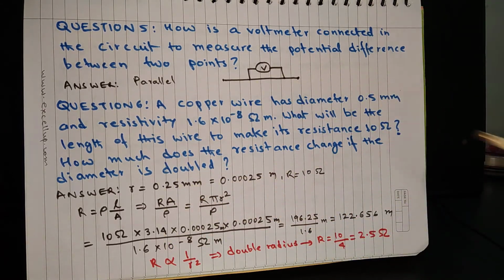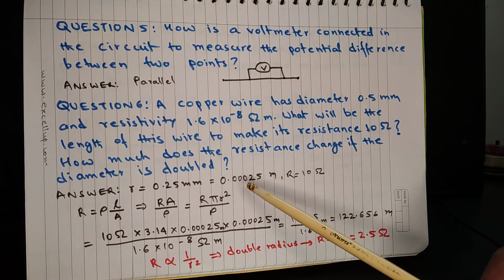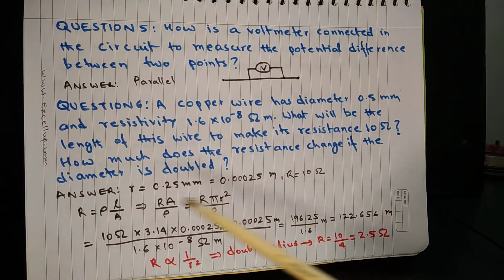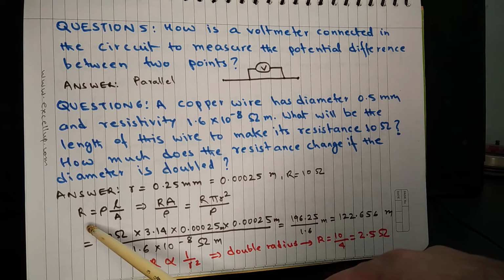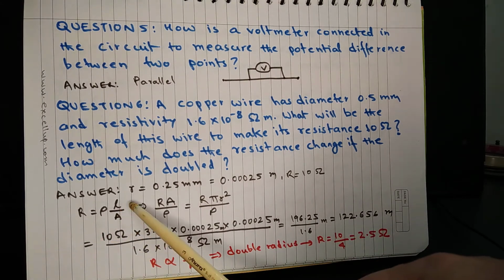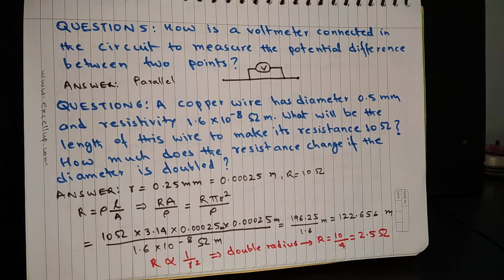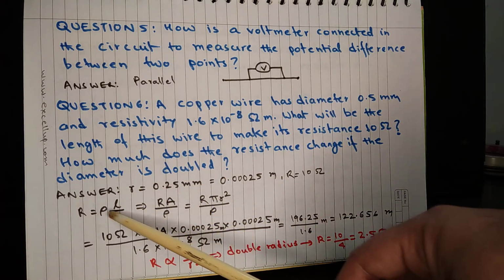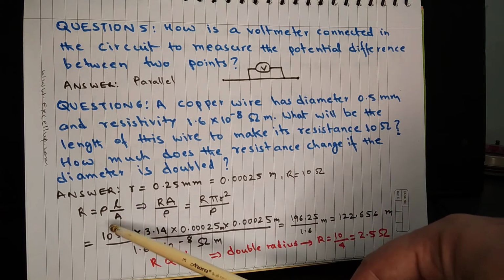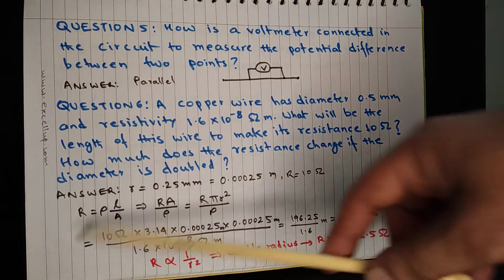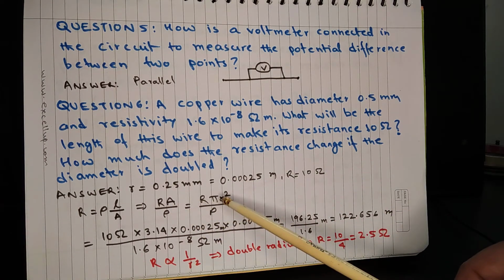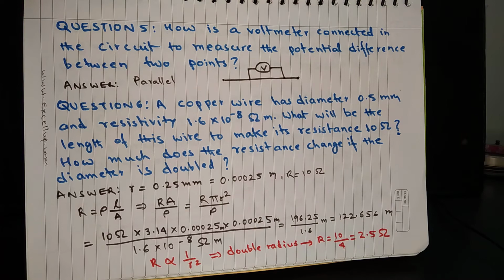So let us convert it into SI unit, that is 0.00025 meter. R is 10 ohm, and this formula says R is equal to rho into L upon A. So length will be RA upon rho, so A comes here and rho comes in the denominator. So RA upon rho is equal to R pi r square upon rho. Now substituting all the values.